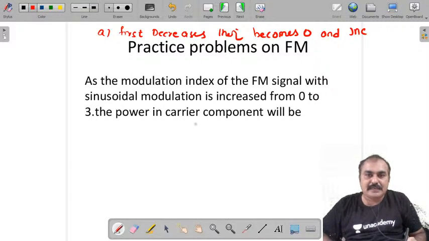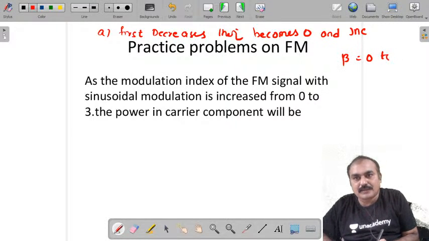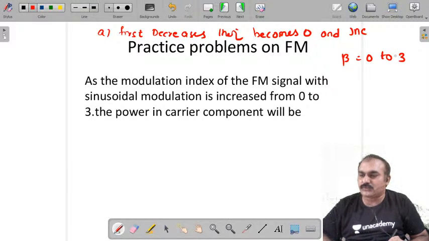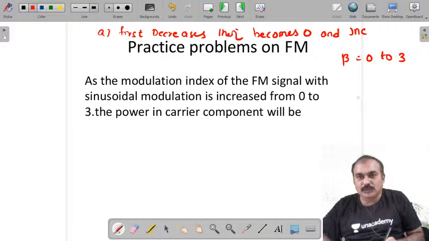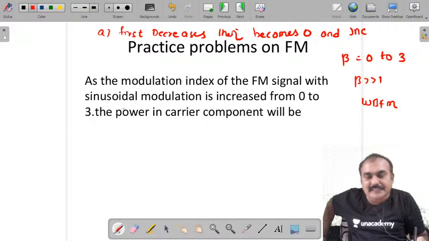Now see here, as the modulation index of the FM signal with sinusoidal modulation is increased from 0 to 3, what kind of FM is it, NBFM or WBFM? It is increasing from 0 to 3, so the beta value is much greater than 1. So it is WBFM only.